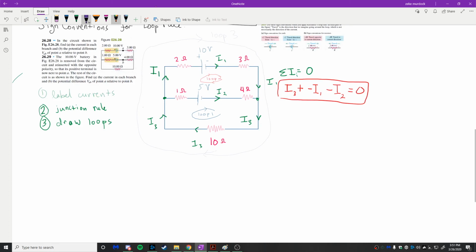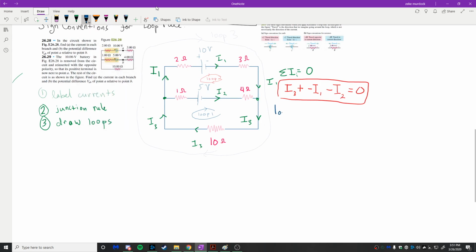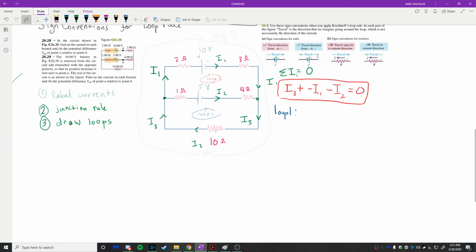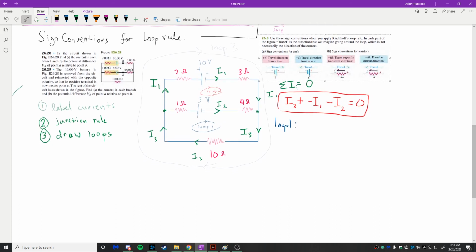So let's do it. So loop 1 is in blue, so we'll do the ink in blue too. Okay, so for loop 1, maybe I can write this over here. There's our rules up there. Kind of hard to see. Okay, there's our rules. Loop 1. Let's pick a point to start, okay? So let's start right here, going around like that. What do I write down for the first resistor?